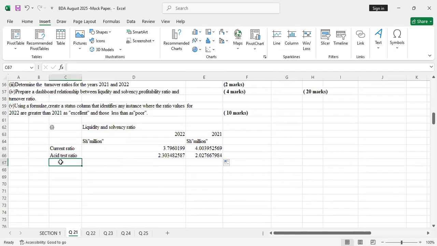So we continue with the other liquidity and solvency ratio. The other one is the debt to asset ratio.